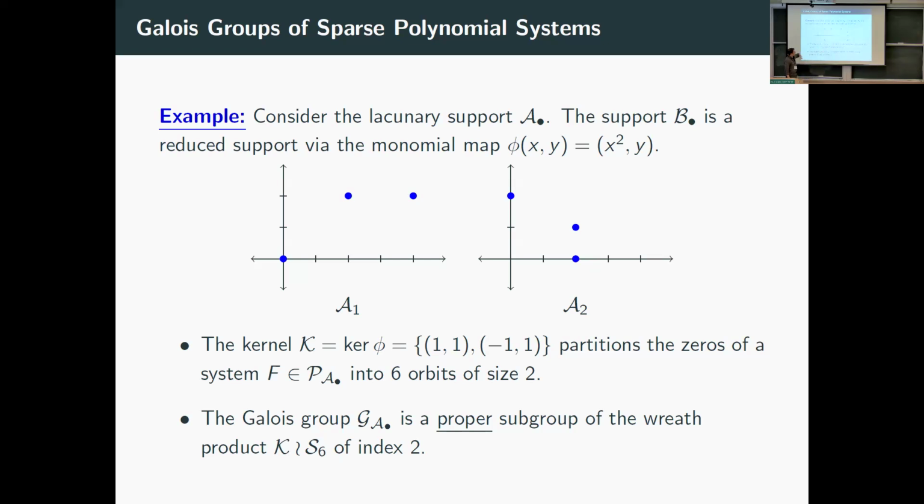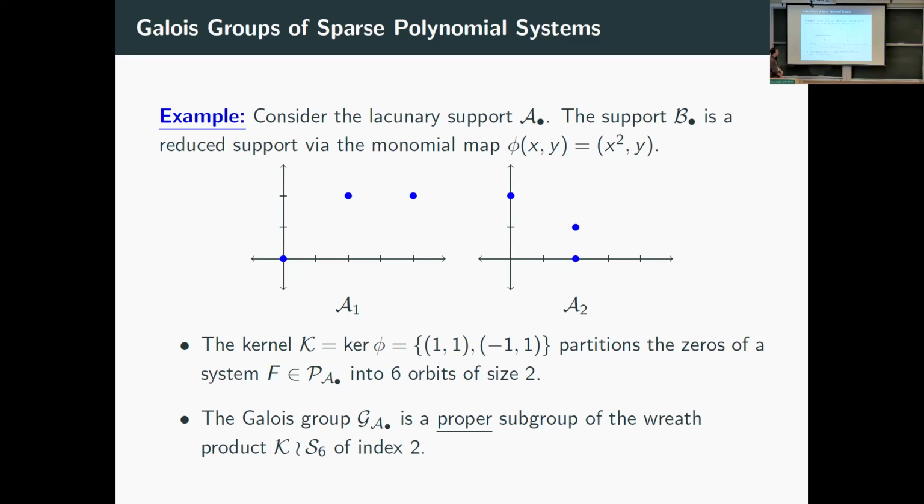We know our reduced support B dot had mixed volume 6. So we have 6 orbits of size 2 for the zeros of a system of support A dot. And so the Galois group is a subgroup of this wreath product, and it's actually a proper subgroup of index 2. And so this is where the question lies: why is this index 2? What is the additional structure, or what is the additional constraint? What relations are there among the zeros of this system that constrain the Galois group in this way?